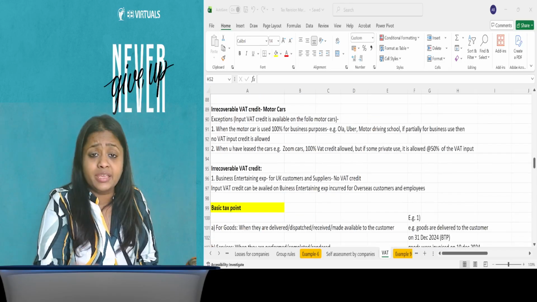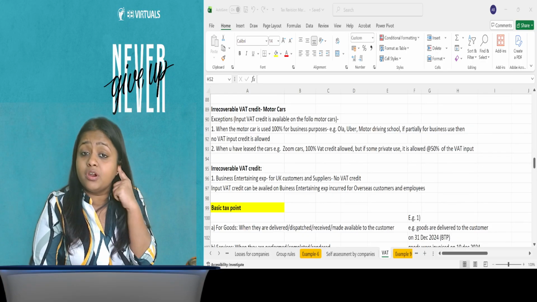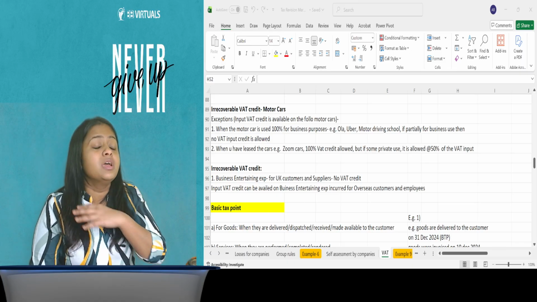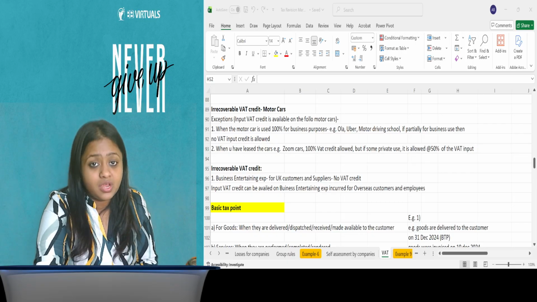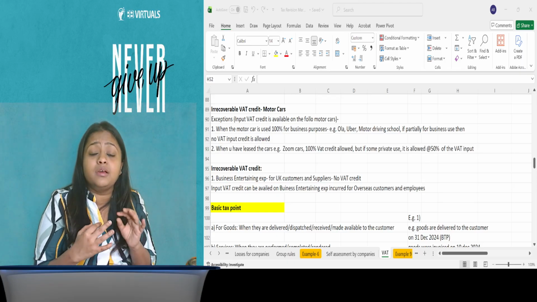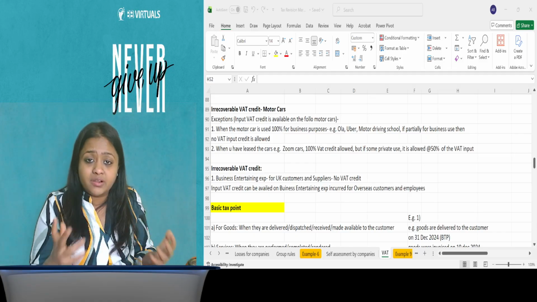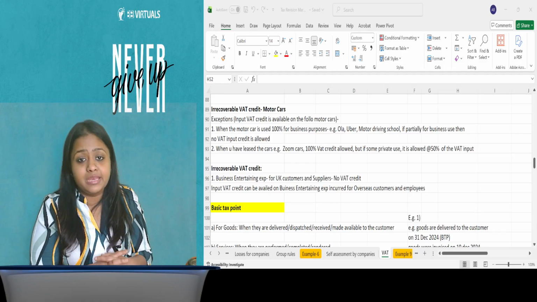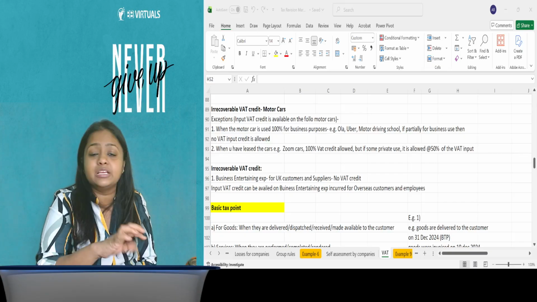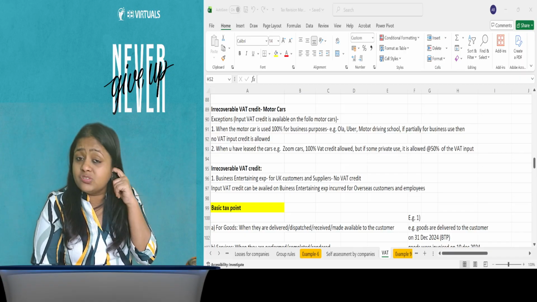Now, can we recover input VAT credit on all the goods? Typically, yes, but there are some exceptions on which you cannot recover input VAT credit. Number one is motor cars. By default, when you purchase motor cars, there is no input VAT credit you can claim on it. But if the taxpayer is in a typical motor running business, like Uber, Ola, Zoom cars and all, or a car driving school, then in that case VAT can be reclaimed on it. However, if there is any personal use, then by default 50% is going to be disallowed for personal use on VAT credit. Clear?